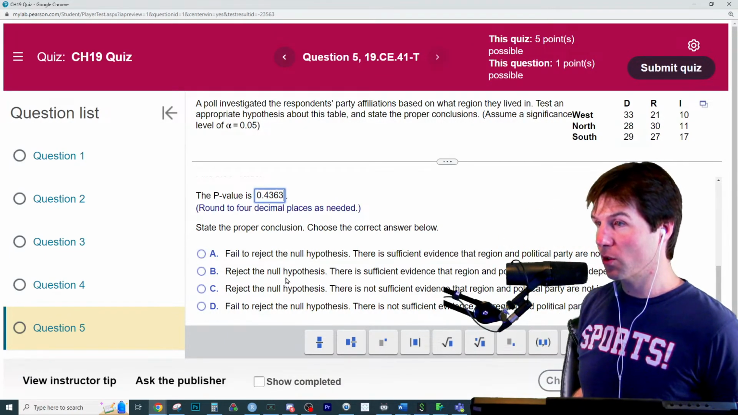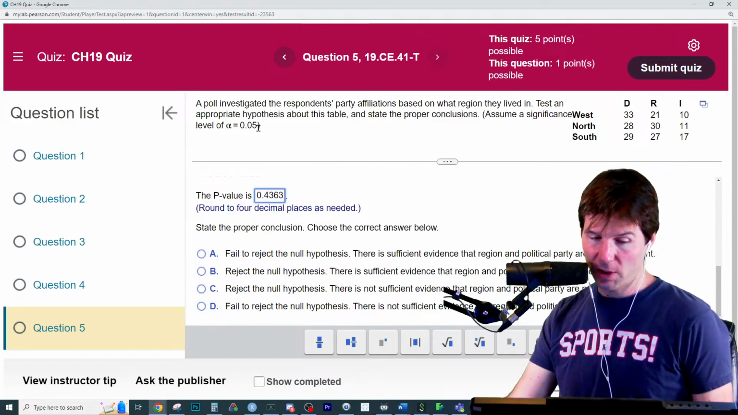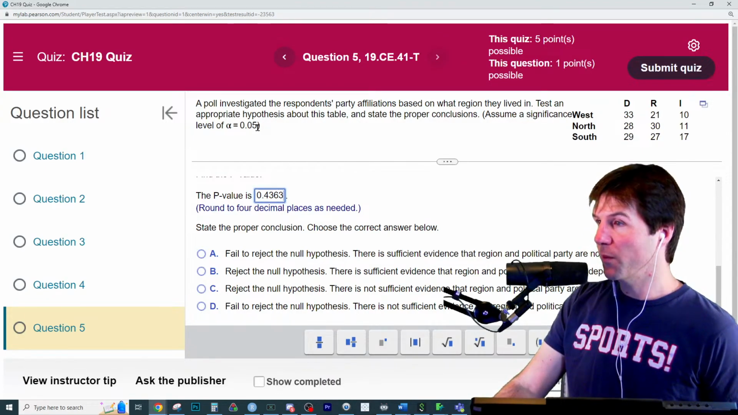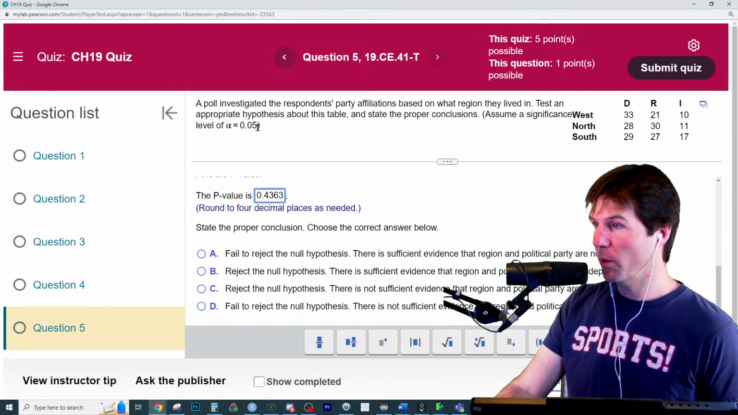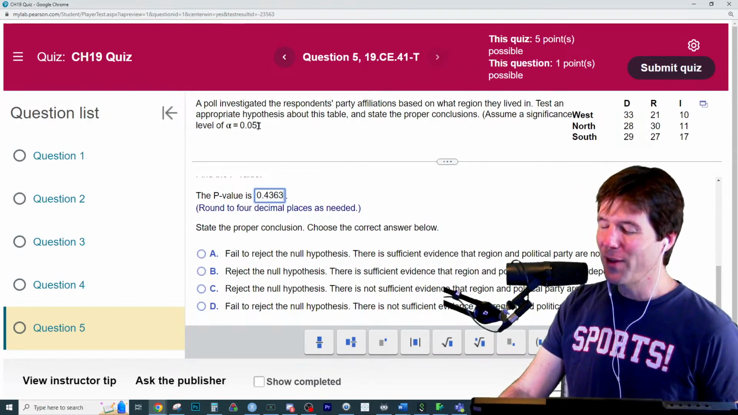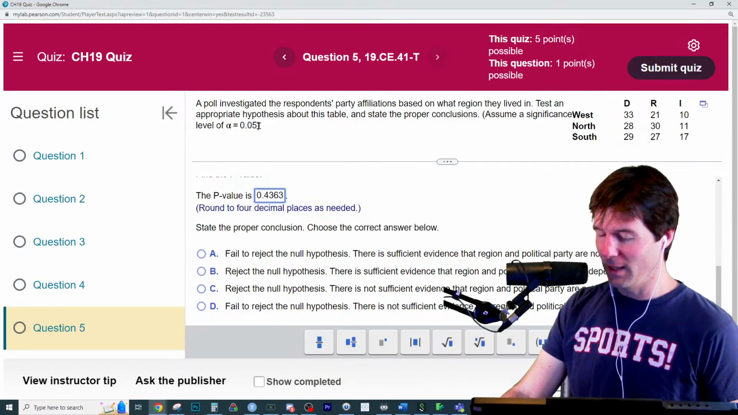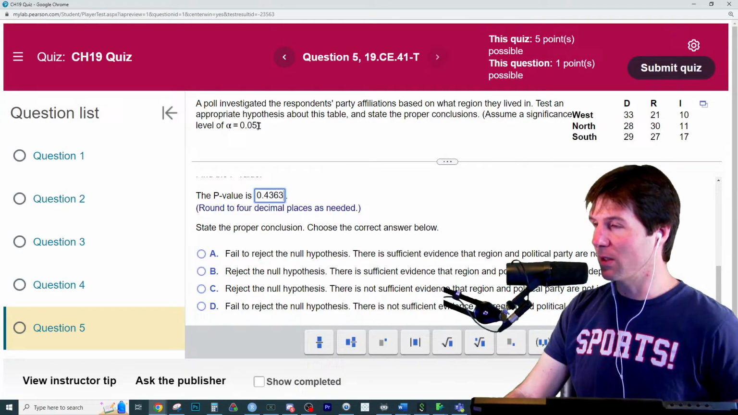Since the p-value is extremely high, we fail to reject the null, especially at the 0.05 alpha. My p-value of 0.4363 is above the alpha level of 0.05. I fail to reject the null that they're independent. The region is independent of political party.